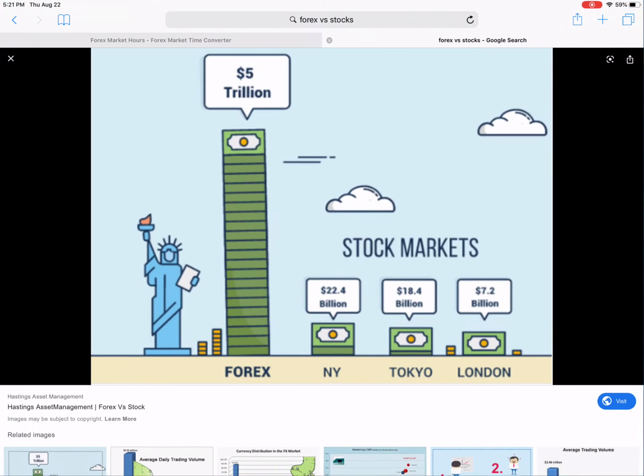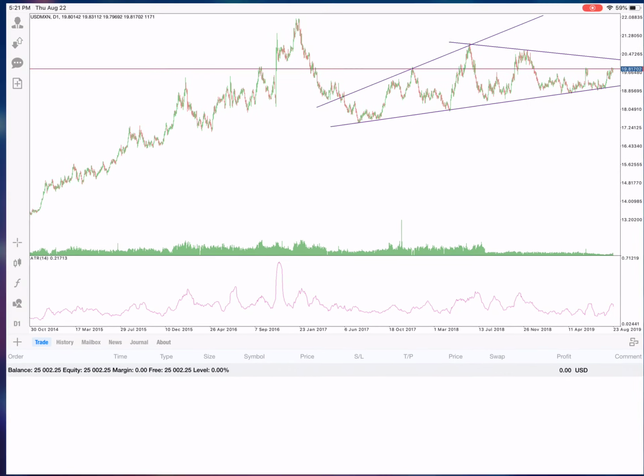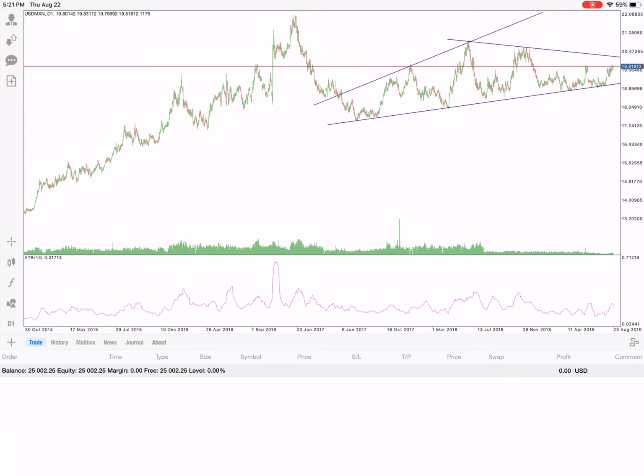And I pulled up a little diagram on Google here. You can search it up for yourself. Just type in Forex versus stocks. Forex is a $5 trillion daily industry, and the stock market probably does close to $22 billion a day in volume. So without the Forex market, the stock market would not exist. Obviously, without money, most things wouldn't exist.